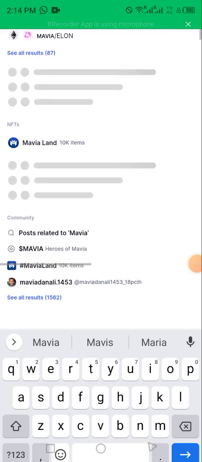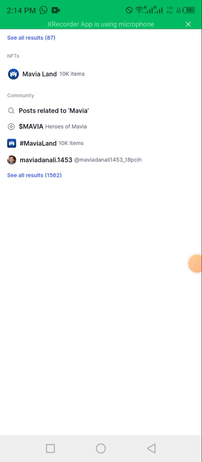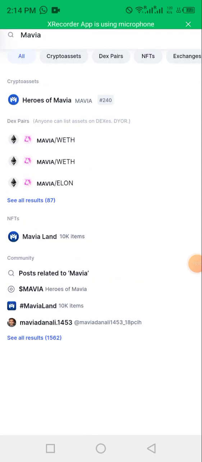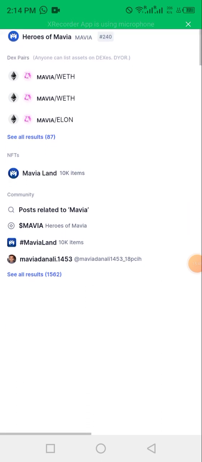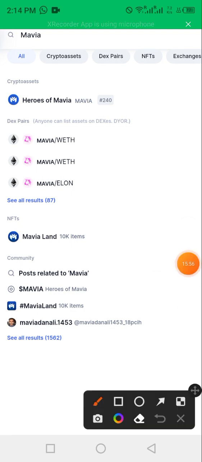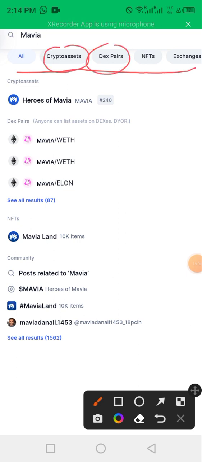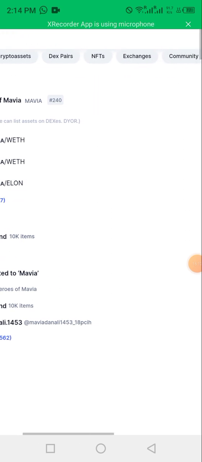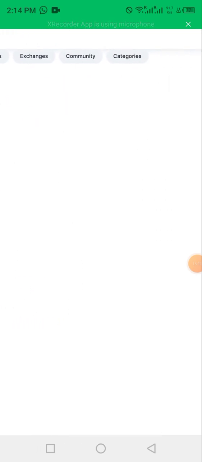The Mavia that we saw there is still opening up. Let's give it time to open. So it shows you Heroes of Mavia. So it gives you, if you flip through to the right, different information. That is the crypto assets, the DEX pairs, that is exchanges where Mavia is being traded, the NFTs, the exchange. It shows these communities and the categories.